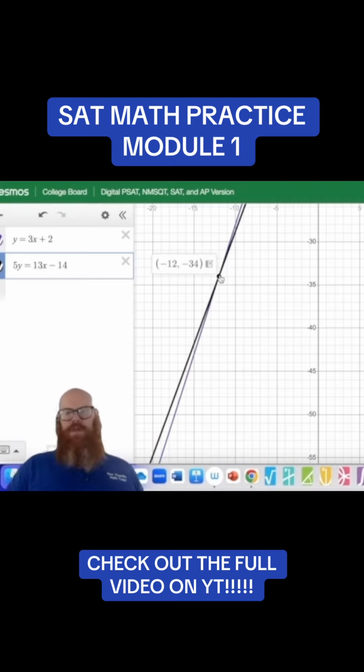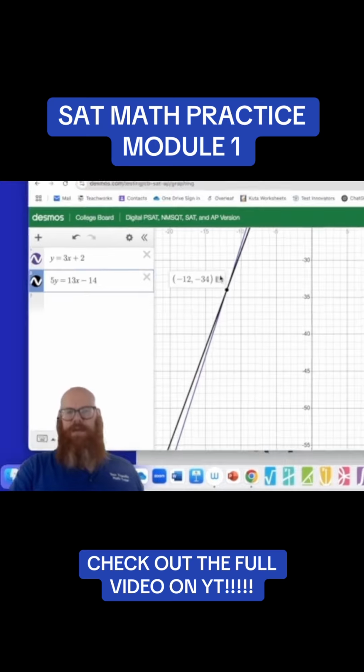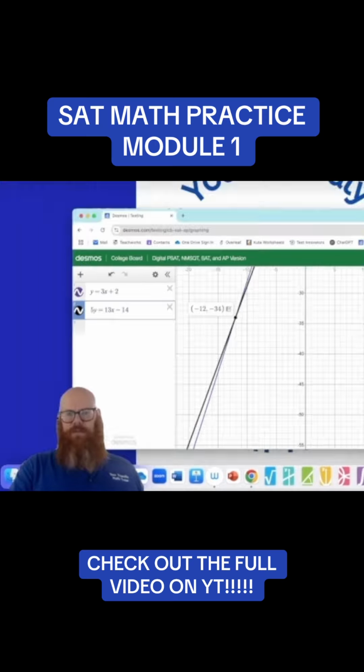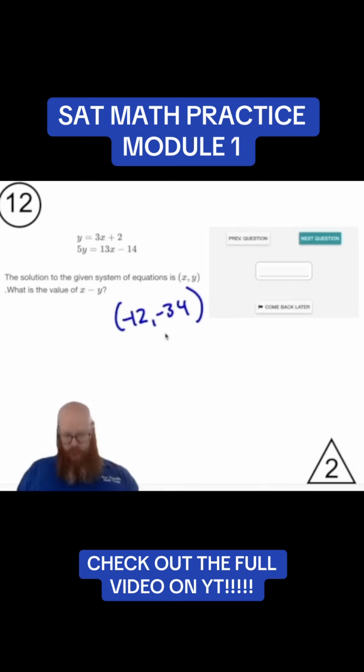So now I know the intersection is negative 12, negative 34. So I hop back here, and I'm going to write that down, negative 12, negative 34, and then I'm going to do what it says. My suggestion is to do this in the calculator. So I'm going to do negative 12 minus parentheses negative 34, and I'm going to get 22.